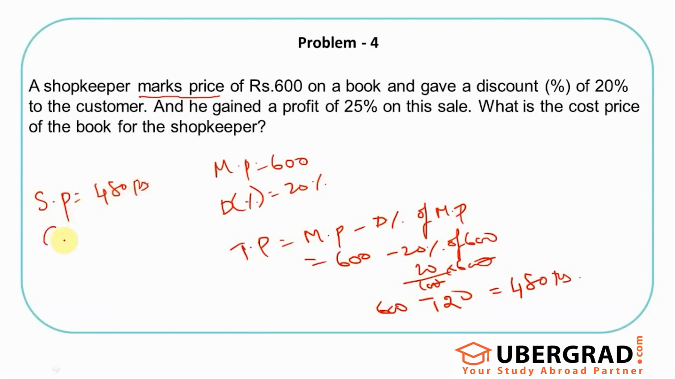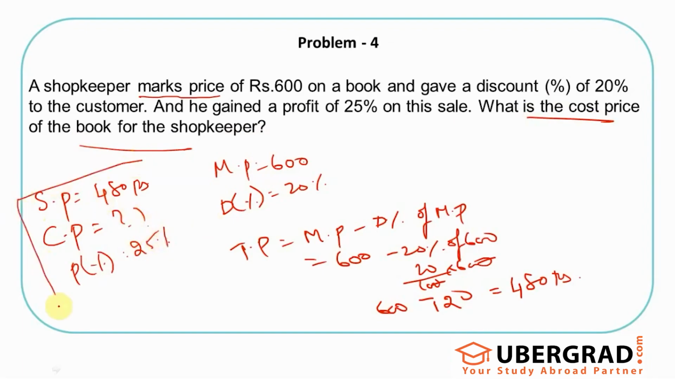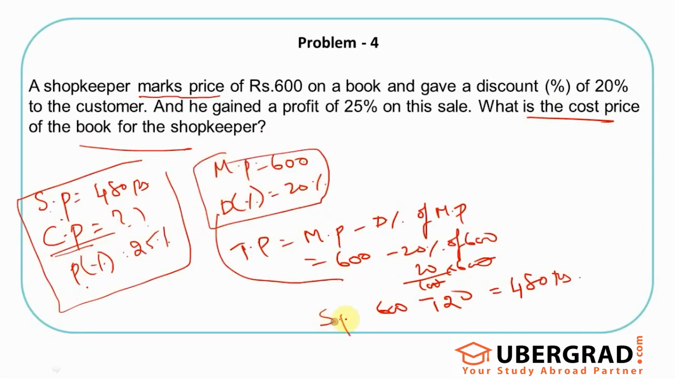What is the cost price? We don't know. They said, what is the cost price of the book for the shopkeeper, and he gained a profit percentage of 25%. You see, this could have been a direct question which we have done earlier. I give you the selling price, I give you the profit percent, I ask you the cost price. This is a question where I'm making it slightly more difficult by adding one more layer where I'm giving you mark price and discount percent so that you use that to find the selling price. Once I find the selling price, I again use the same thing.